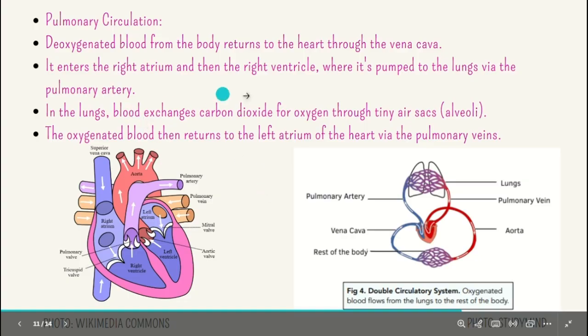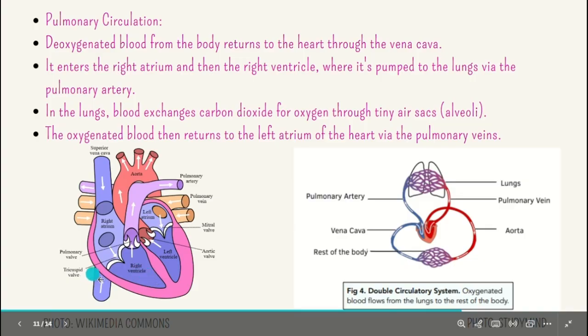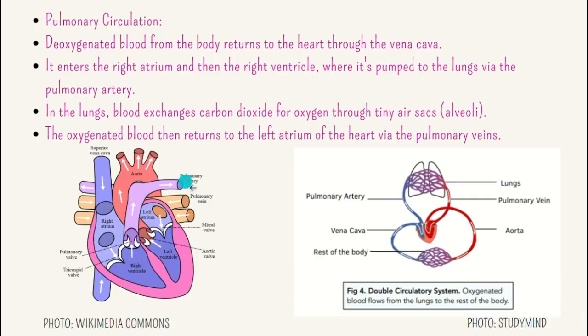Basically, the deoxygenated blood is going to return to the heart through the vena cava. So right here, this is the vena cava. Deoxygenated blood is coming in. It goes to the right atrium, then to the right ventricle. This tricuspid valve is what prevents the backflow of blood. It just prevents blood from going the wrong way. We don't want the blood going back out through the vena cava. We want it going in one direction, right? So it comes to the right ventricle, where it's pumped to the lungs via the pulmonary artery.